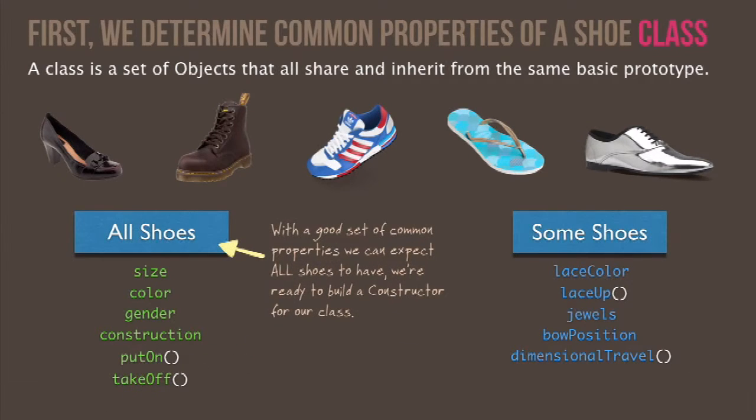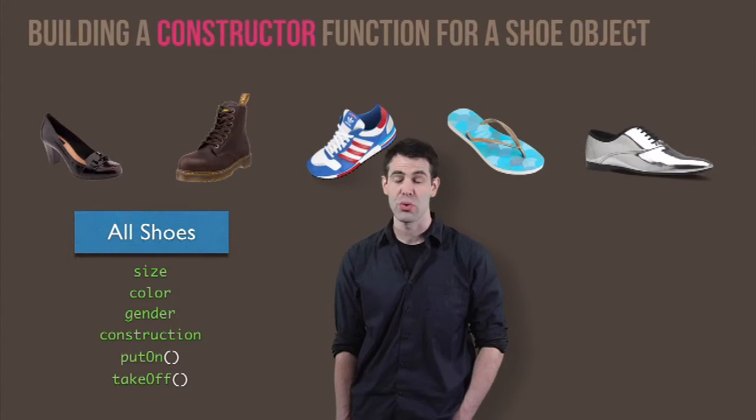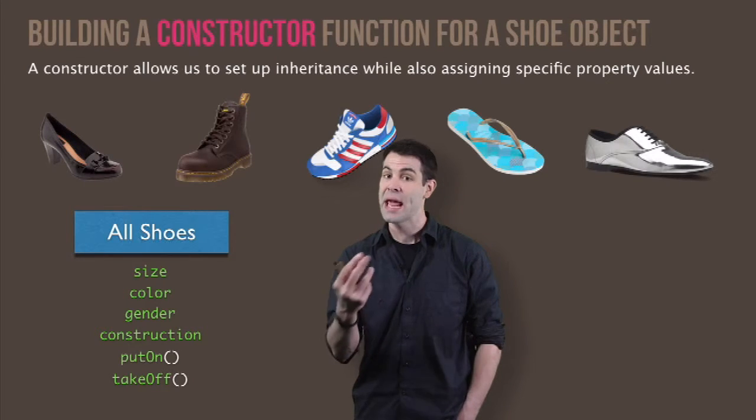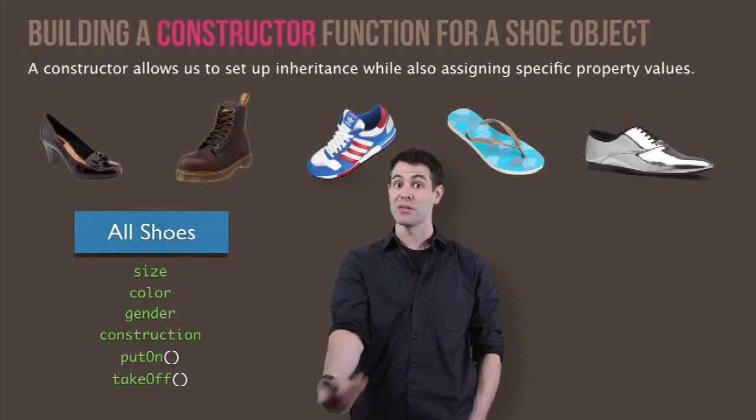Now, with a good set of these properties we can expect all of the shoes to have, we're going to be ready now to build what's called a constructor for our class. These other ones we'd get to later. So now we will build a constructor function for our shoe object. A constructor is going to allow us to set up an inheritance as well as assign specific property values for a specific instance of the object.